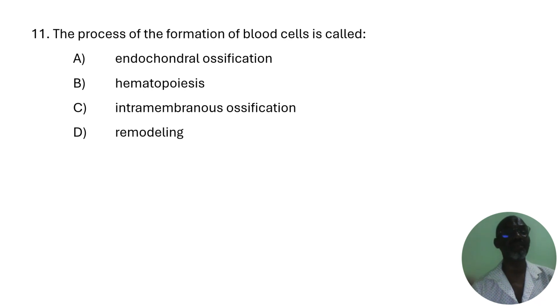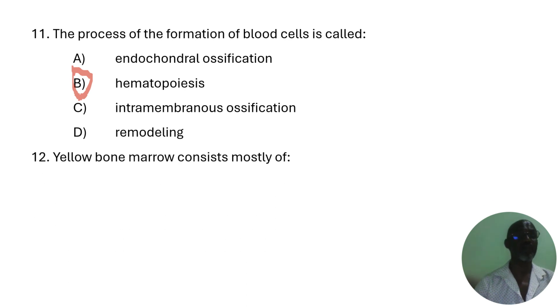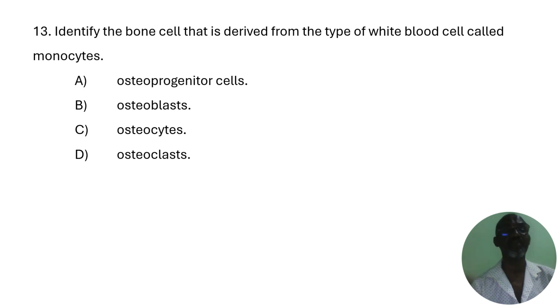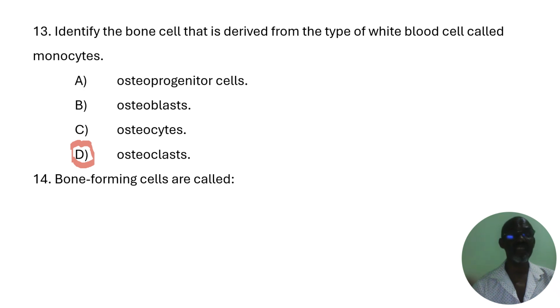Question number 11. The process of the formation of blood cells in the red bone marrow is hematopoiesis, a term that is appropriate and correct. Question number 12. Yellow bone marrow consists mostly of, of course, fat tissue, adipocytes. Question number 13. Identify the bone cell that is derived from the type of white blood cell called monocytes. These are the osteoclast cells. Osteoclasts are the bone breaking cells, derived from special white blood cells known as monocytes. Bone forming cells are called osteoblasts.